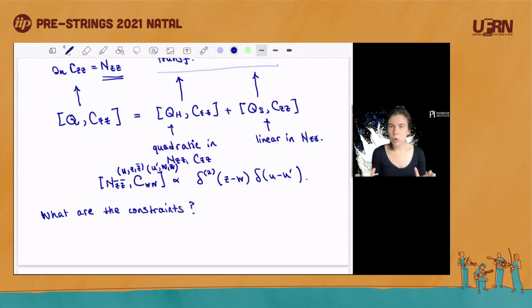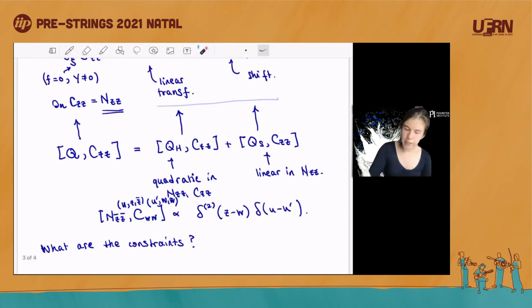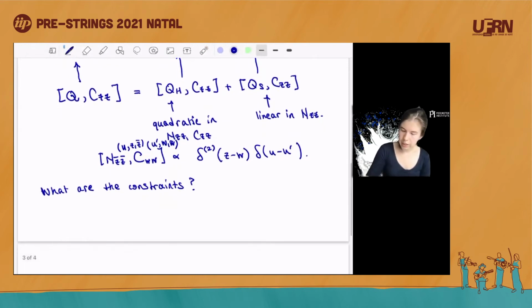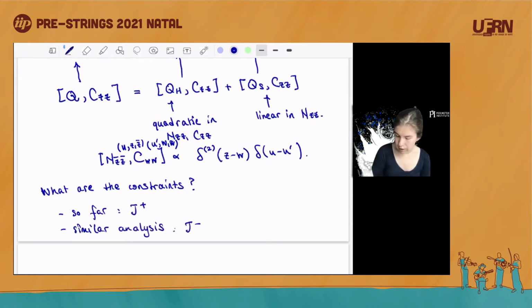But at this point, with what I said so far, there are really no constraints on the S matrix, because here I've worked out the action of the charge on data at Scri plus. As I said last time, one can define a similar analysis. So far we're near Scri plus, but a similar analysis can be done at Scri minus.